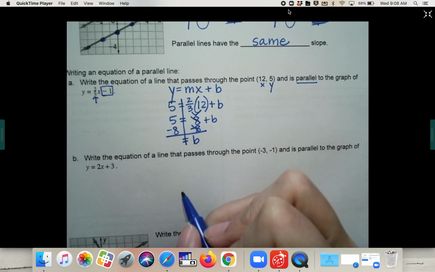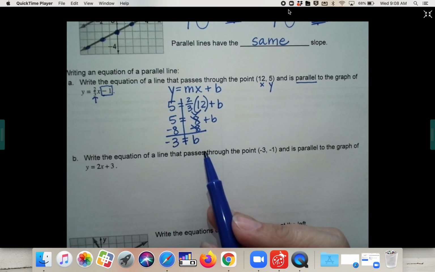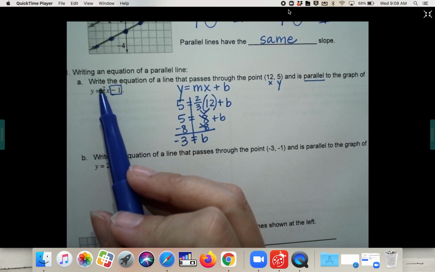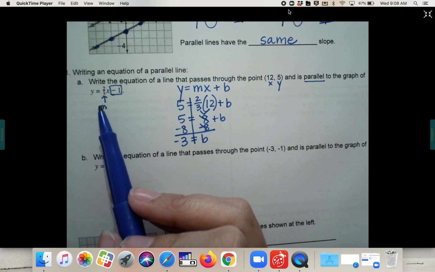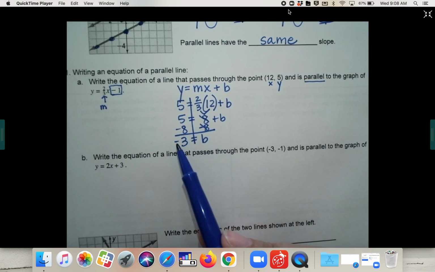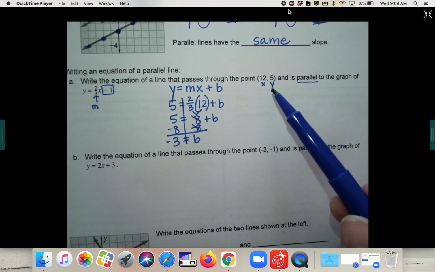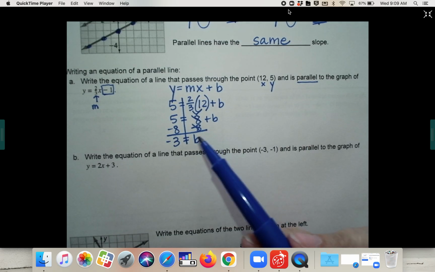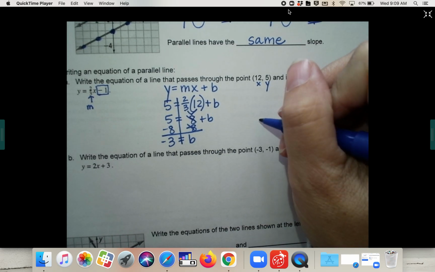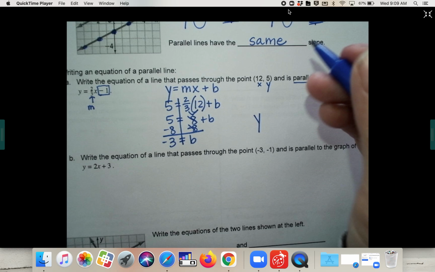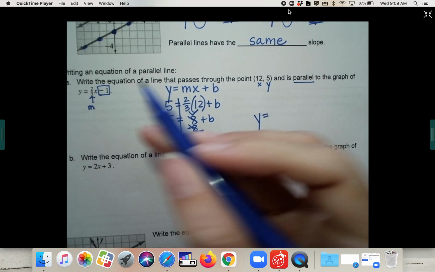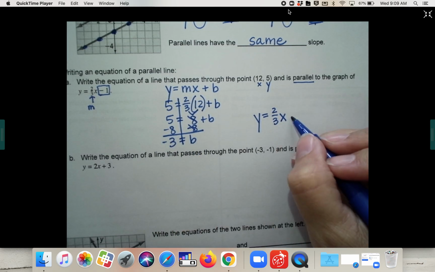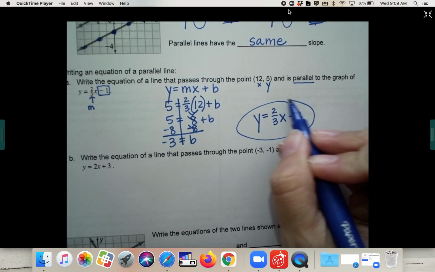b equals 5 minus 8, which is -3. Okay, now that we know what our b is, and we know what our m is because it has to be 2/3 since it's parallel, we can put this number and our new b together, and we can make x and y back to x and y, because we just borrowed 12 and 5 for a second just to solve this. So our graph that would be parallel to this one is y equals 2/3, because it's parallel, same slope, x minus 3, because that's our new b.